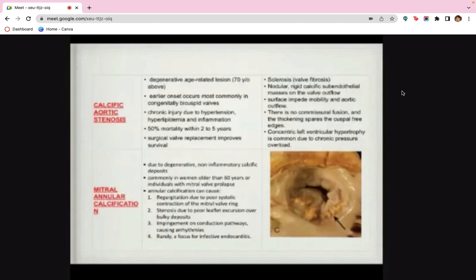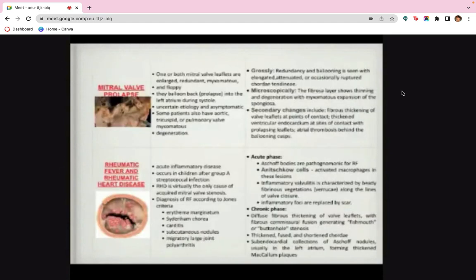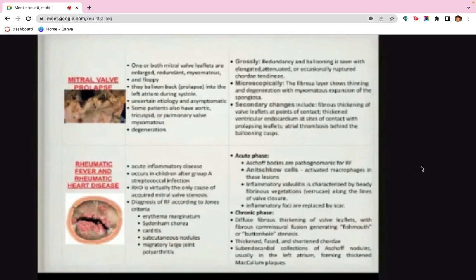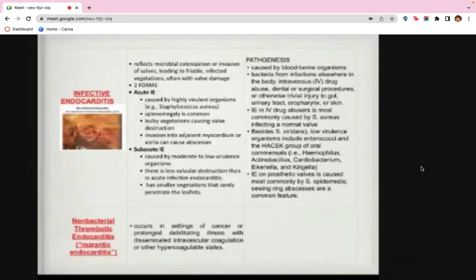So these are just the different types of heart diseases. These are just a summary of your heart diseases. You have mitral valve prolapse, rheumatic fever, and rheumatic heart disease. We have infective endocarditis and non-bacterial thrombotic endocarditis.